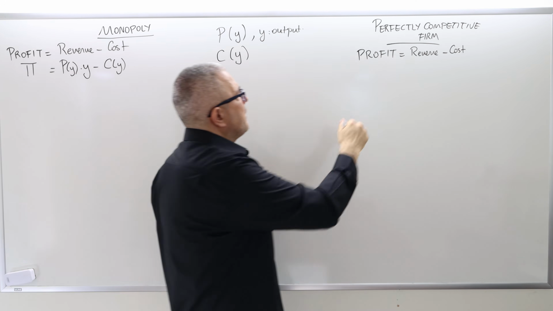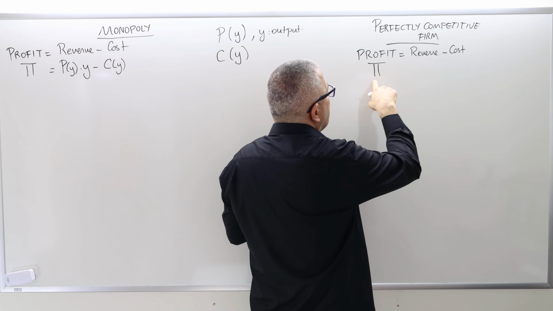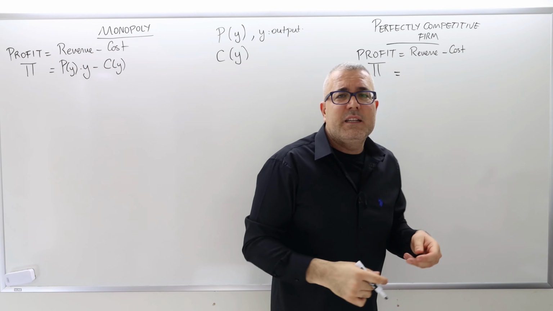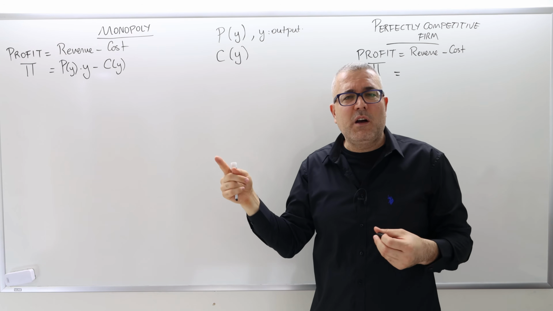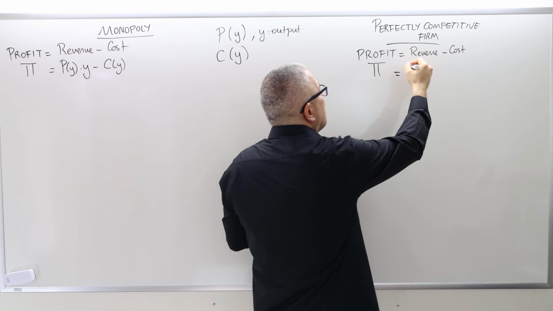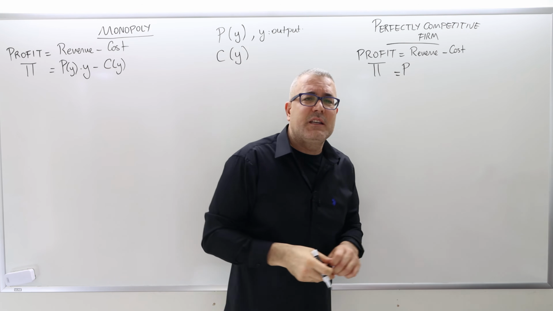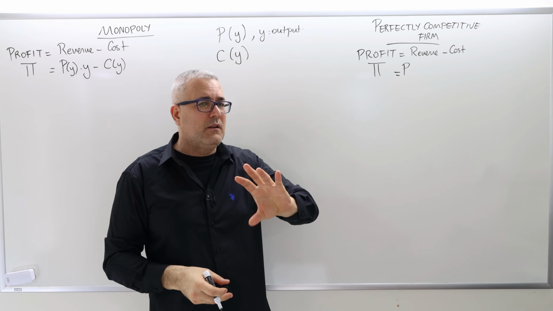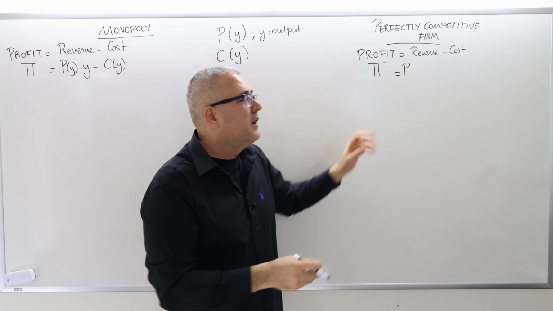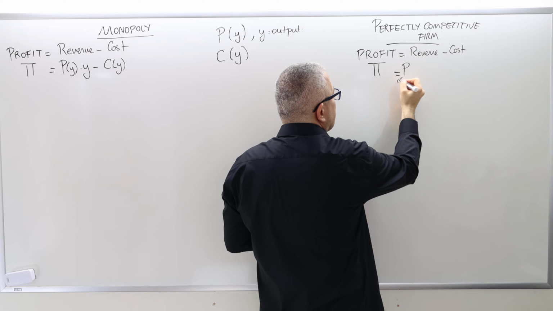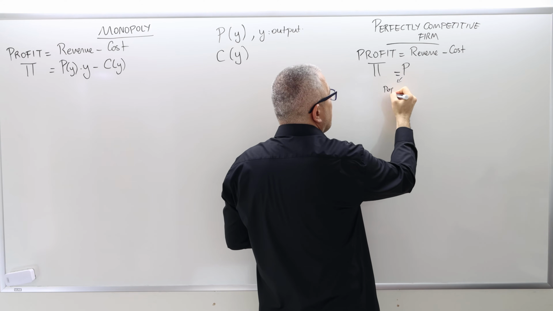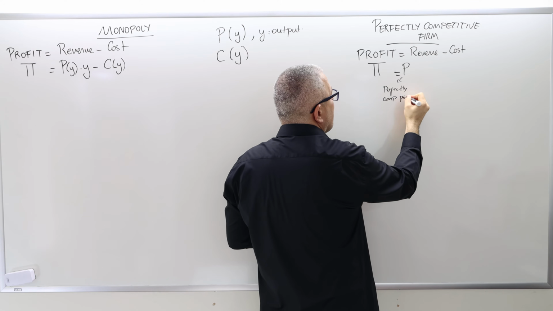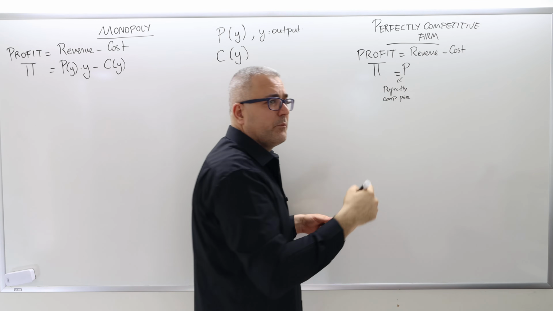Well, what about the perfectly competitive firm? Again, the profit is equal to revenue. So is it again P of Y times Y? Not really, because remember the assumption: as a competitive firm, you take the price as given, right? So P, which is the perfectly competitive market price, P comp, where comp means competitive.